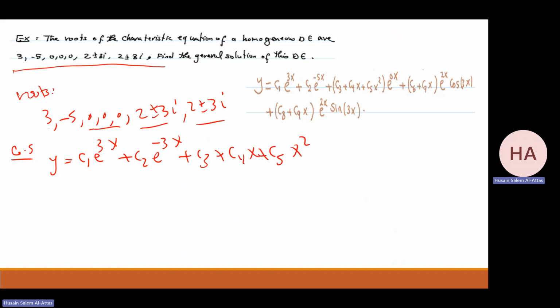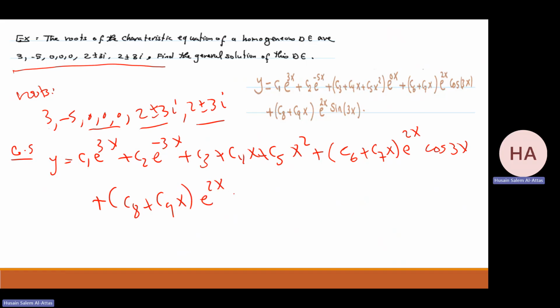This is repeated. We did it before. Let me write it the way he's writing it. Yeah, it's c6 plus c7x, e to the 2x cosine 3x, plus c8 plus c9x, e to the 2x sine 3x. Okay, that would be the answer to this.